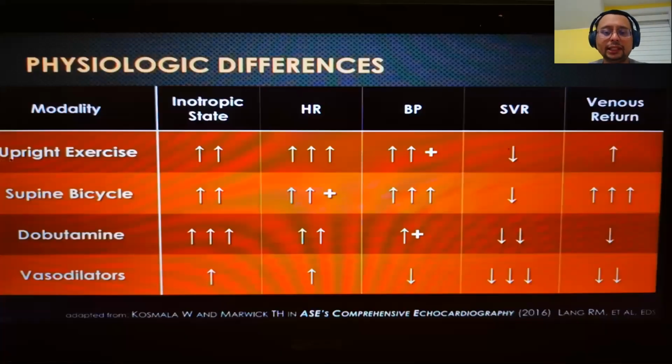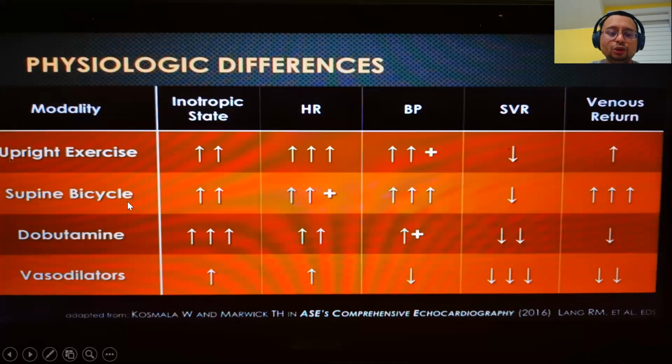Now we go into stress echocardiogram. I just wanted to explain to you that there are different modalities of stress echocardiogram. So we can do upright exercise. This is what we do, I think, generally in Malaysia. Now in Mayo, they also do a lot of supine bicycle exercise.